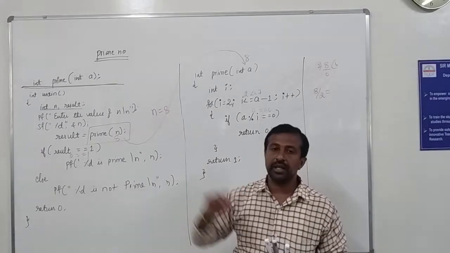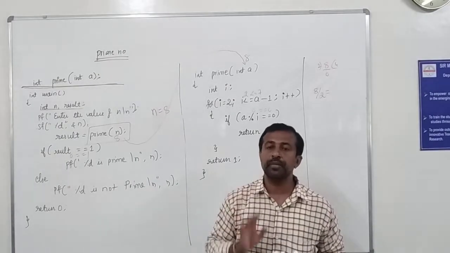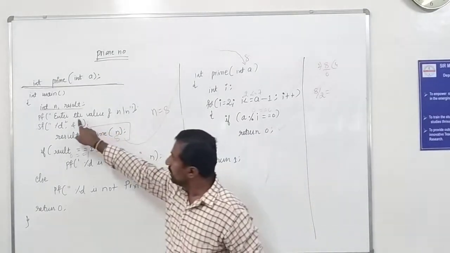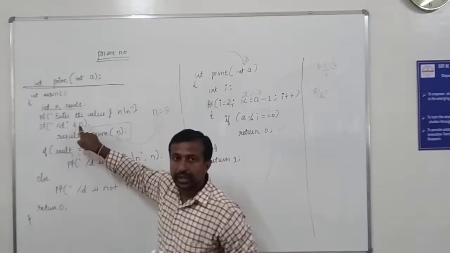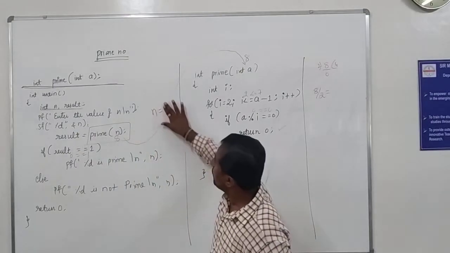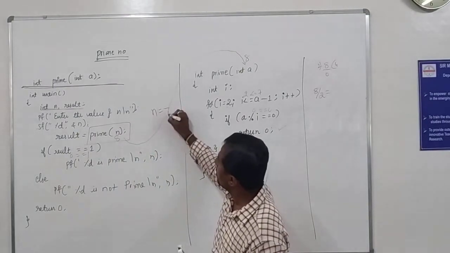Now I will go for the other case to check whether it is a prime number or not. Again, read one value, printf and scanf. So you are going to read the n value now. Instead of 8, I will read 7.